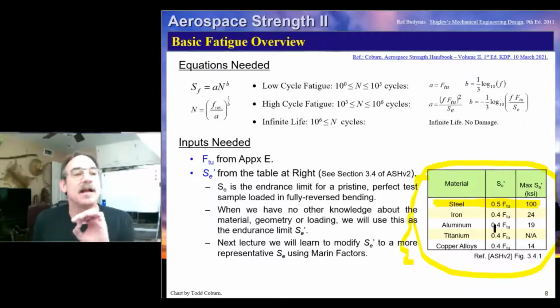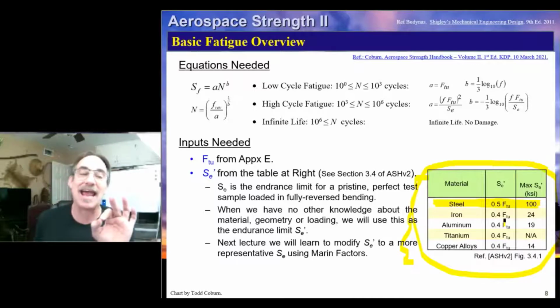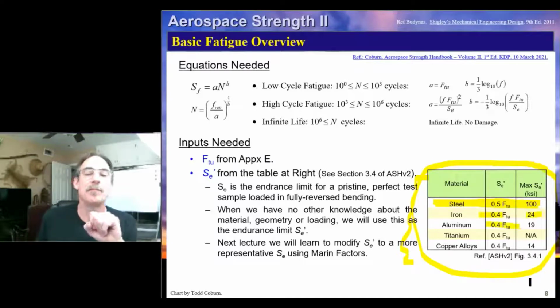What is the relationship between S of E prime and FTU for iron? It's 0.4. And what's the cutoff? 24 KSI. How about for aluminum? 0.4. And what's the cutoff? 19 KSI. You know what the commonest student mistake is here?